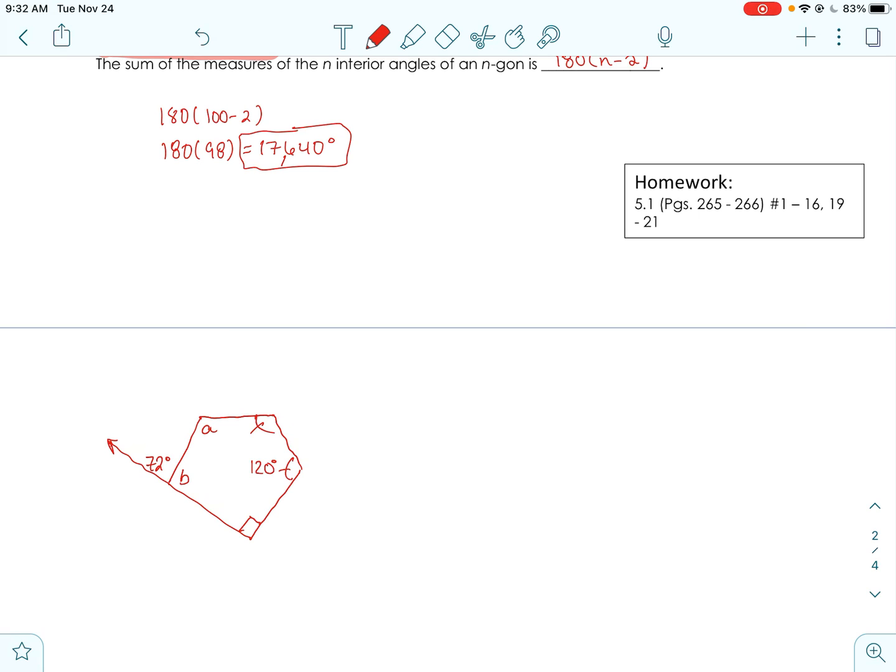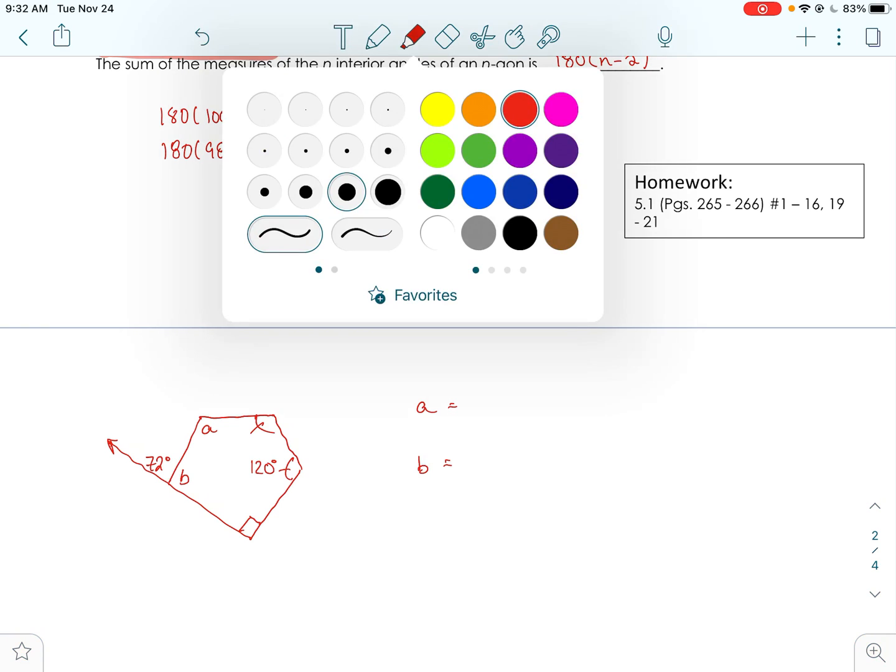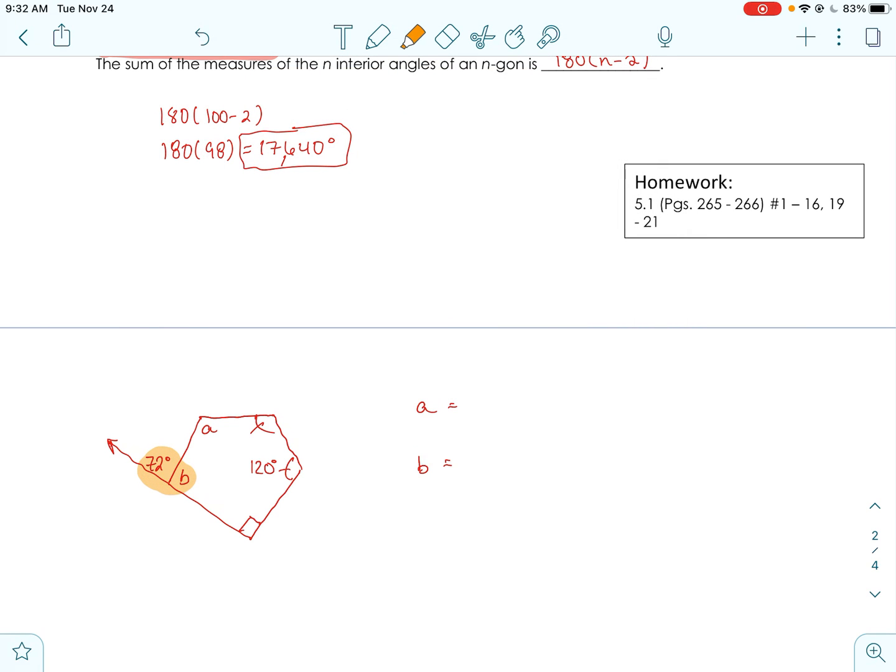So if we wanted to figure out what A and B were, we could quickly figure out what B is equal to, because B is a linear pair with this angle with a measure of 72 degrees. So linear pair is 180 degrees. You subtract the 72 we already have, we get 108 degrees. Now, we would need to figure out what angle A is. So we would like to know the total number of degrees inside of this polygon, which happens to be a 1, 2, 3, 4, 5-sided polygon, which is a pentagon.